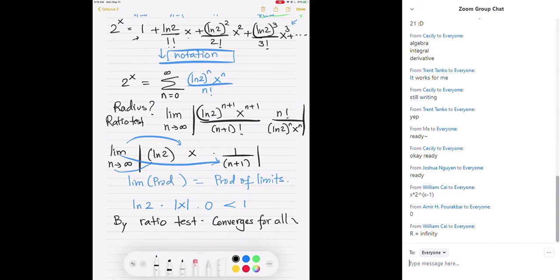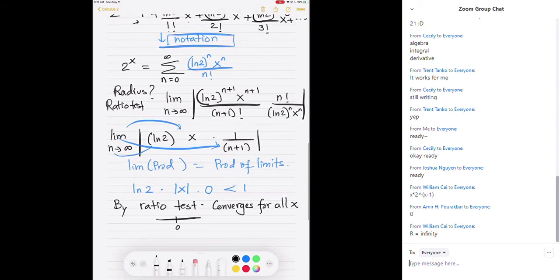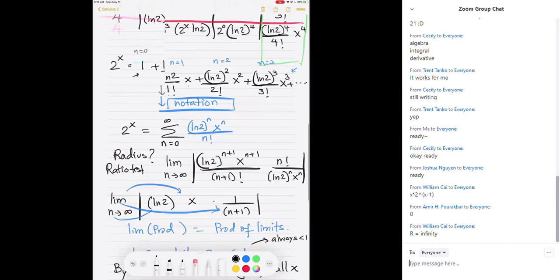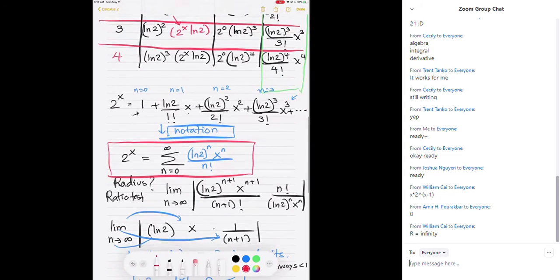Where was the center again? 0. You're saying this is always, the limit is always less than 1, because it's always going to be 0, no matter what value of x you put in there. And so there you go, r is infinity. And that's the brilliant part about it. So what are you saying? You are saying that this works for any x.